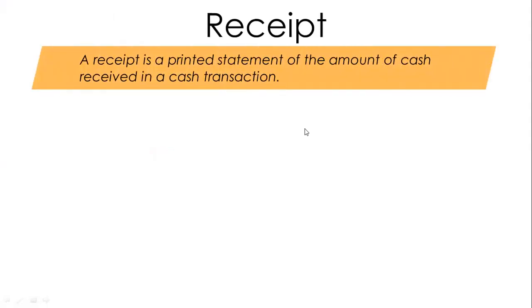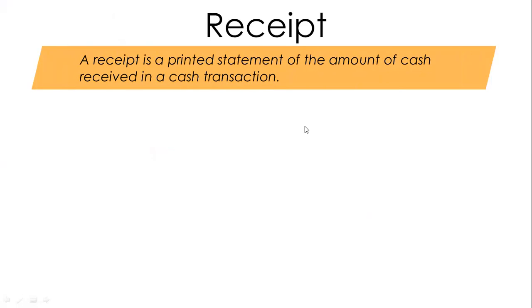Let's consider what the receipts are. What is a receipt? Cash receipt, source document. A receipt is a printed statement of the amount of cash received in a cash transaction. So if you can remember, once there is a cash transaction, that has to be proved.